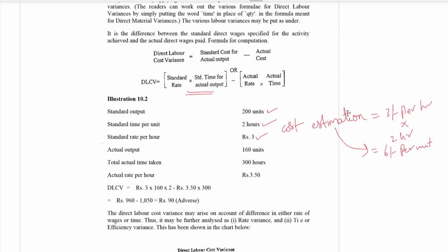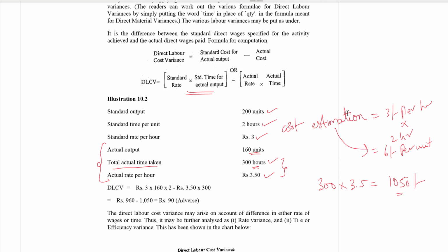But what had actually happened? This is given here. Actual output is 160 units. Total actual time taken is 300 hours. For producing 160 units, the labor has taken 300 hours of time, and for each hour they have charged 3.5 rupees. So total cost is just multiplying this by this. Total time they have taken, 300 hours, into charge per hour, 3.5 rupees. Means 1050 rupees. Total will be 1050 rupees. This is the actual charge asked by the labor.